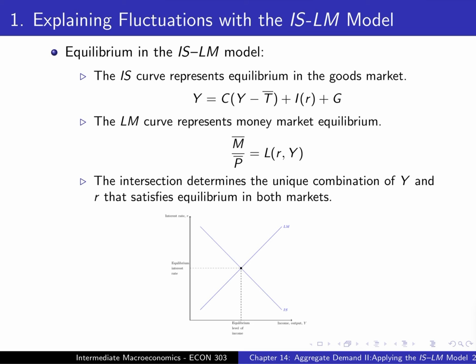The LM curve represents equilibrium in the money market. M bar over P bar equals liquidity, a function of R and Y. This shows that the real money supply equals the demand for real money balances, which depends on the interest rate R and output Y. The point where the IS and LM curves intersect determines the unique combination of output Y and interest rate R that satisfies equilibrium in both markets.